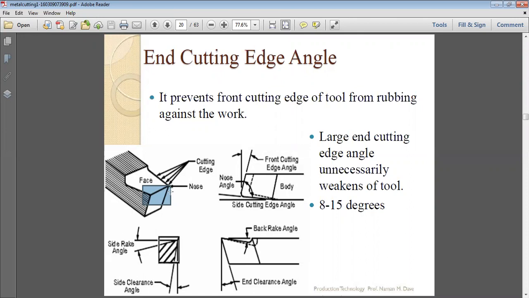So end cutting edge angle values lie between 8 to 15 degrees, although these are not standard values. We don't have any standard values for this, but we know the range, because it depends upon the material of the tool, the material of the workpiece, what depth of cut we are providing, and the speed. So we can compensate for all these things and decide which range the angle should lie in. For the end cutting edge angle, the angle should lie between 8 to 15 degrees.